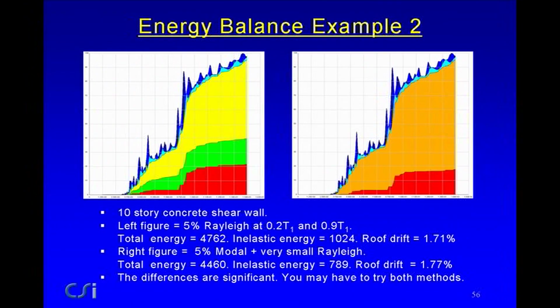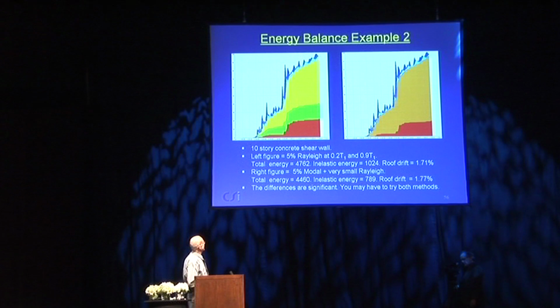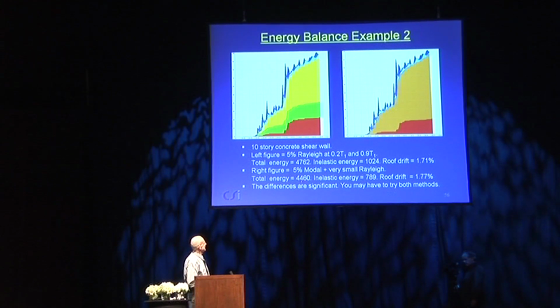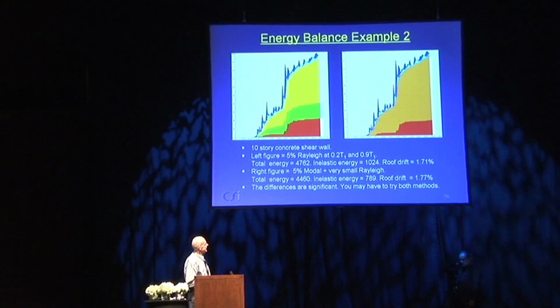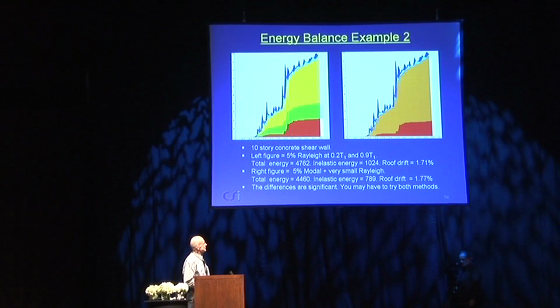This is a different example, which is a 10-story concrete shear wall. And again, this is Rayleigh, and this is modal. And those are much more energy dissipation proportionally from modal. But anyway, total energy 4762 versus 4460, not too much difference. Inelastic energy 1024 versus 800, substantially bigger difference. And the roof drift, well, again, not too much difference. But we're starting to look at some significant differences between the two models. And they're different models, this is to be expected.